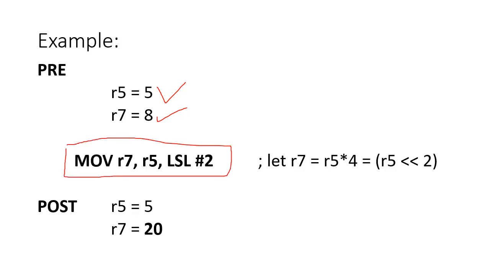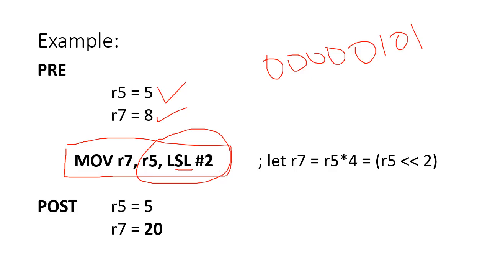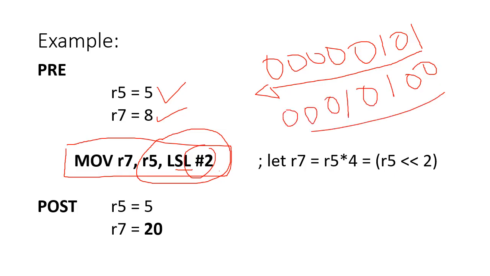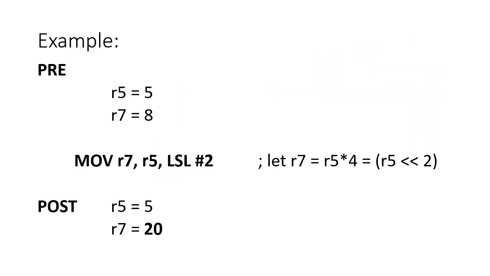Now let us take one example here. R5 value is 5, R7 value is 8. So I have taken the move instruction example. As I told you earlier, initially the last operand of the move instruction, R5, its content is shifted towards left for 2 bits. So what is R5 content? I will write it in 8 bits. R5 content is 5. When it is shifted towards left for 2 bits, it becomes 0001 0100. So this is actually 20.